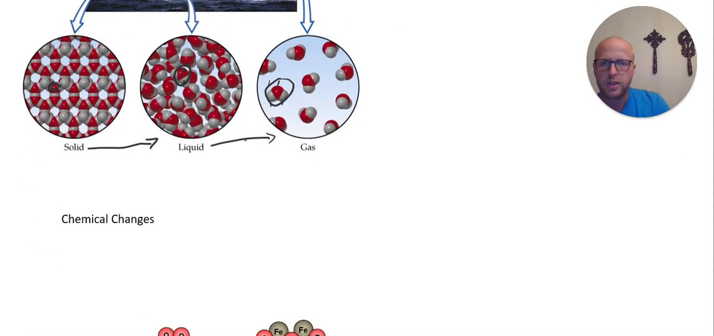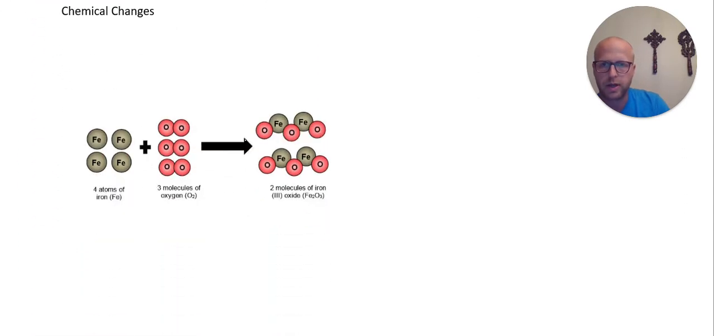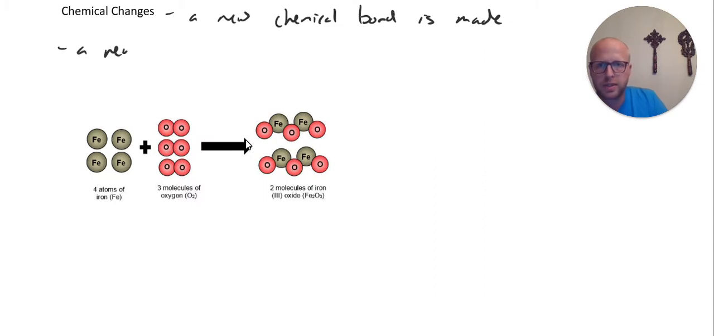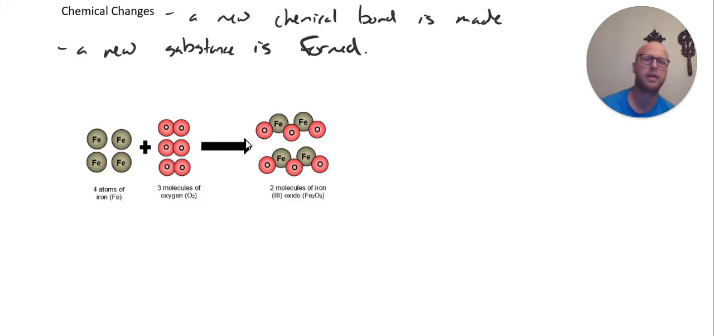Okay, so how do we contrast that with a chemical change? A chemical change is when a new chemical bond is made. Or you can say a new substance is formed. So something about it is changed and you have a new substance.